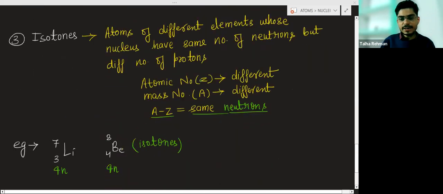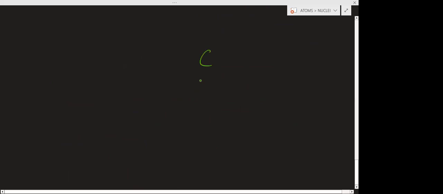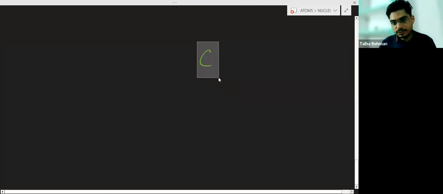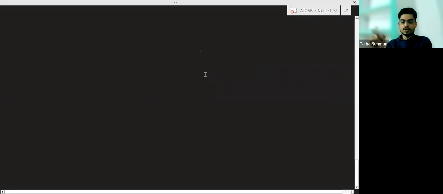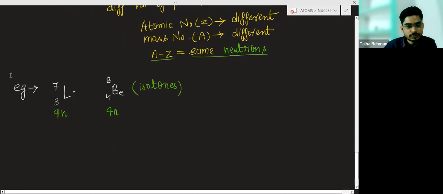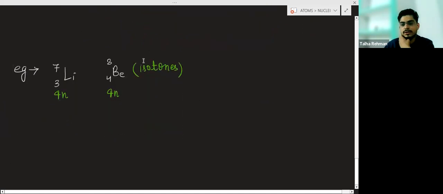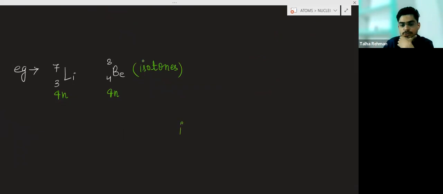With the help of an element, I will explain. Sir, suppose this is isotones, can you explain it again? Yes. Okay, so see, these two are isotones. So remember one thing for isotones: isotones will have the same number of neutrons. Same neutrons.